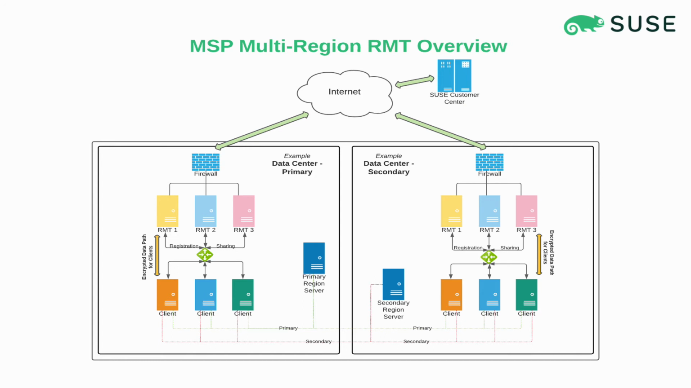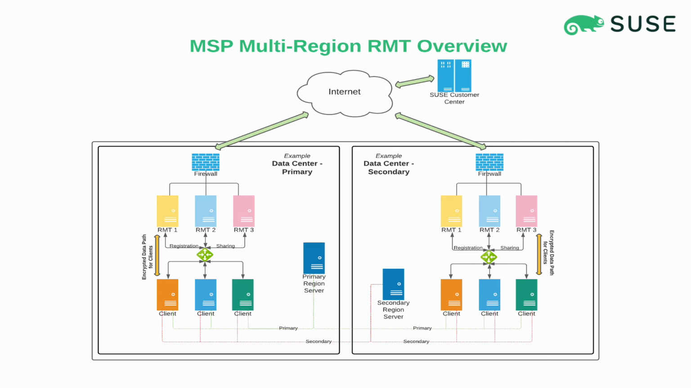Just a best practice point of reference here is that it is recommended that at least 3 RMT servers be implemented into each region to provide high availability in the case of a planned or unplanned outage, and load balancing capabilities, even though it's not a requirement. The drawing also depicts a firewall for all inbound and outbound internet traffic. Required ports for the firewall are outlined in the setup guide.